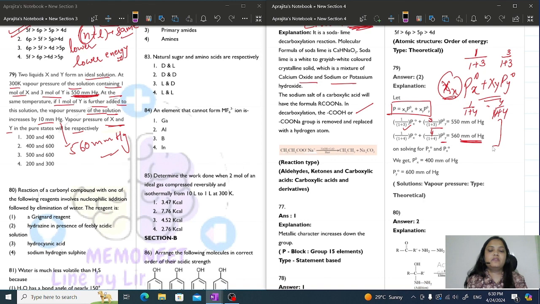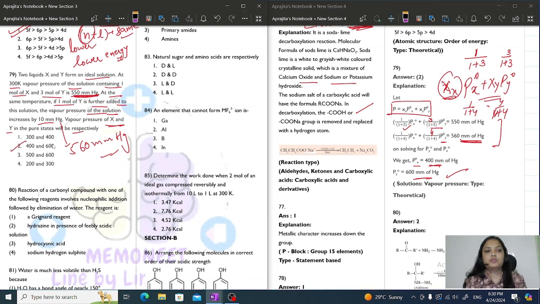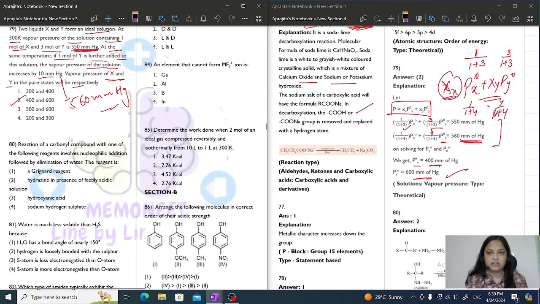Now we will be solving these two equations, and after solving these two equations, P naught x is 400 and P naught y, meaning the vapor pressure of y in pure state, is coming out to be 600. So it's option number 2, 400 and 600 respectively.